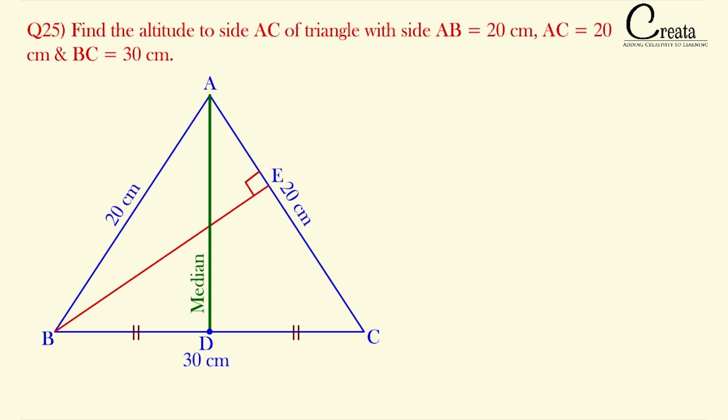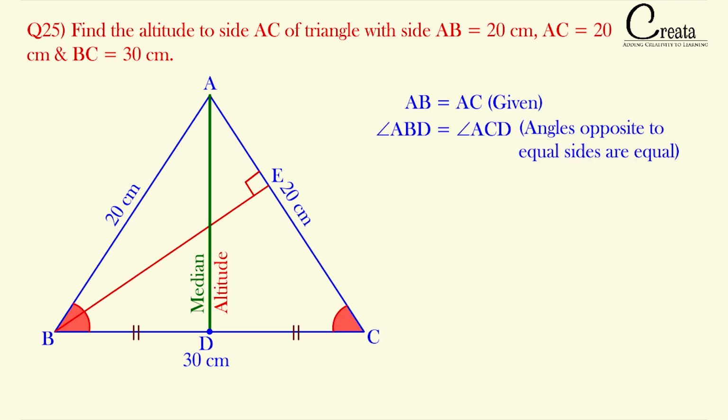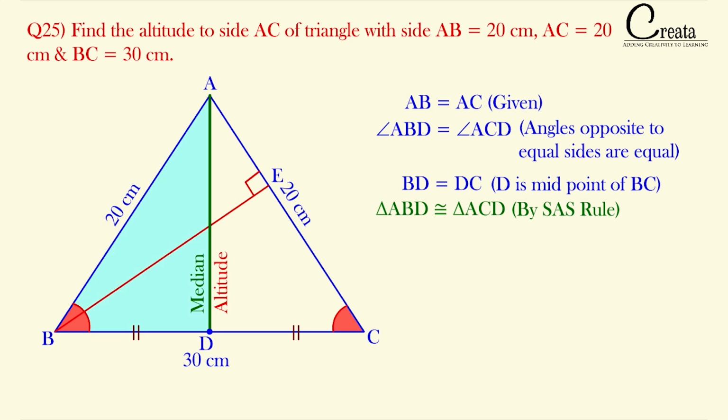Further, can we say this line segment AD is also the altitude for this triangle? Let's see how. Here this triangle ABC is an isosceles triangle. That is AB is equal to AC. Okay, both of these line segments are 20 cm. Further, we know in an isosceles triangle, the angles opposite to the equal sides are equal. Means these two angles will be equal to each other. Further, D is the midpoint, means BD will be equal to DC. So by SAS rule, can we say both of these triangles are congruent triangles? We got both of these triangles are congruent.